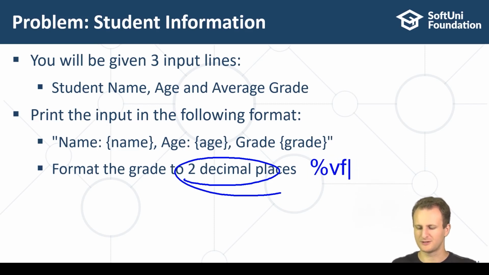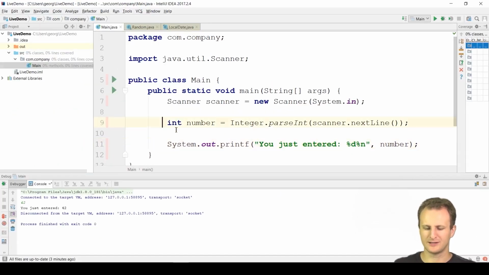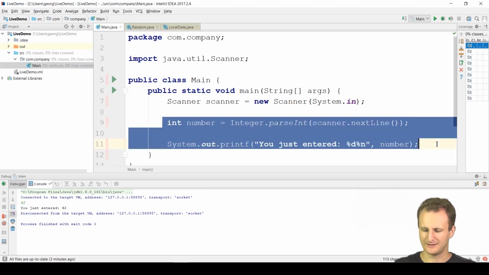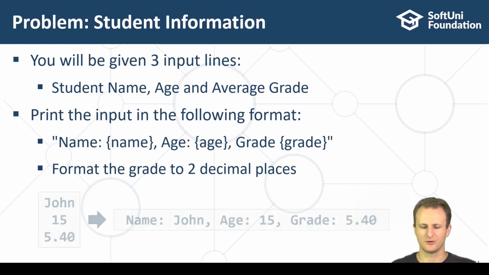%.2f. So we're printing a floating point value, and we want that floating point value to be printed with 2 digits after the decimal point. Okay, so how do we do that? Well, we already have our scanner, and what we need to enter is what? The student name, their age, and their average grade, and each of these will be on a separate line like so.